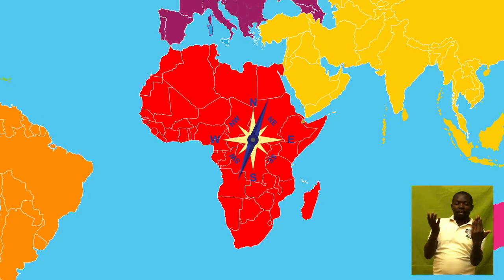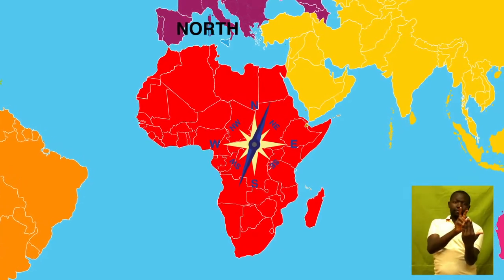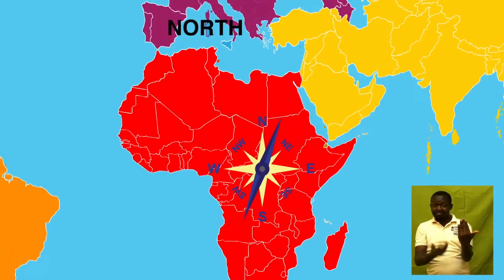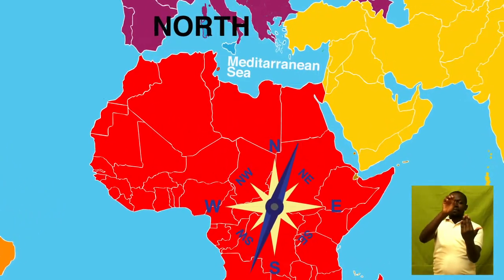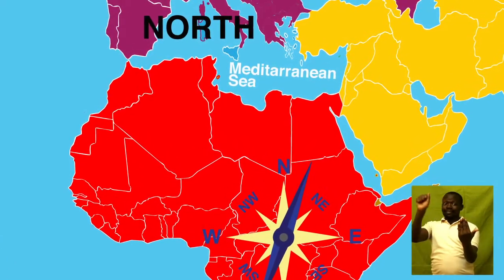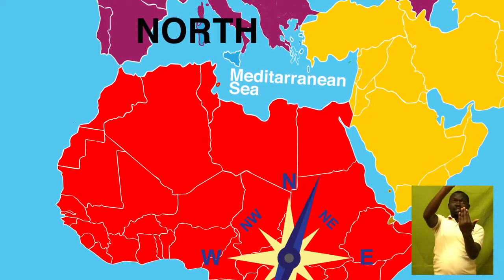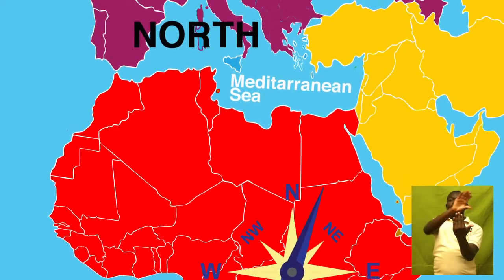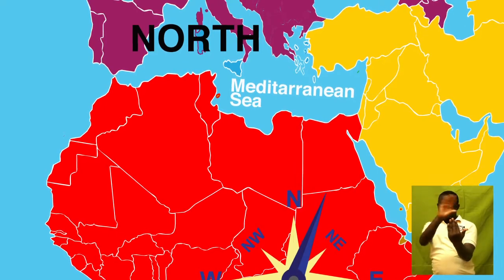Let's look at the north of Africa. There is a water body. Can you give me the name of that water body? Yes, the water body is the Mediterranean Sea. So the Mediterranean Sea is the water body that separates Africa from Europe. Can you touch the Mediterranean? Yes, that is the Mediterranean. And write the word Mediterranean.